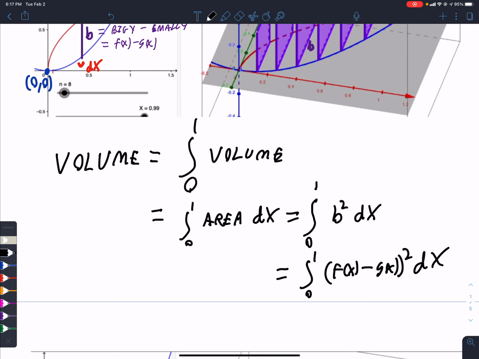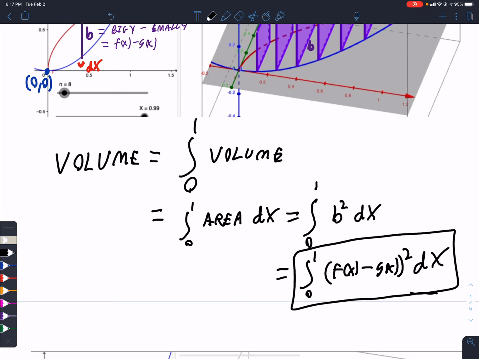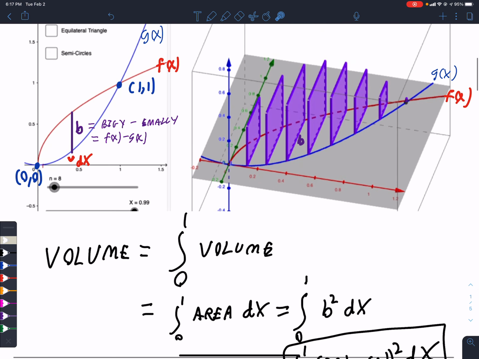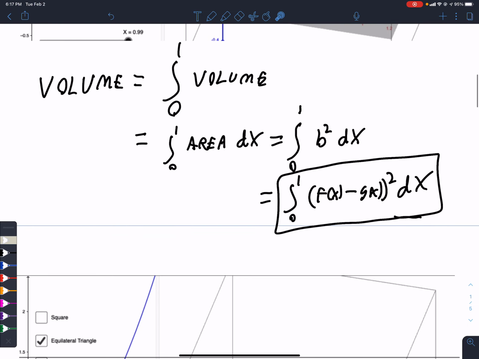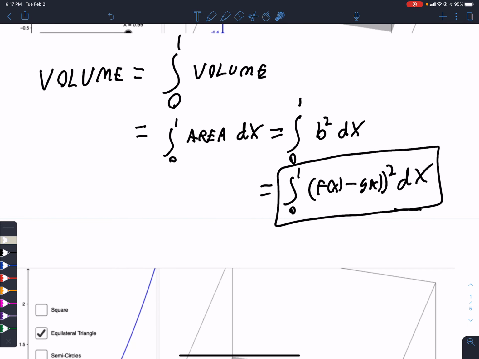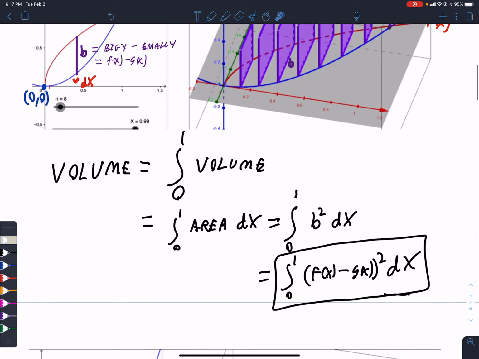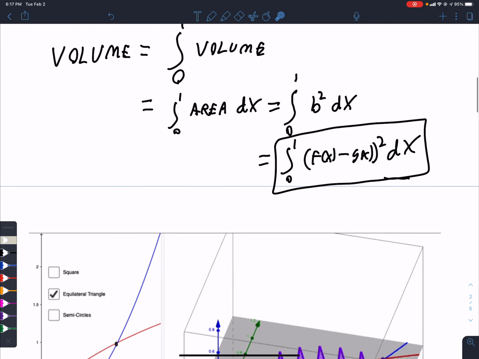dx. Now, technically, I guess I know f of x and g of x. You could place them in. F of x would have been square root of x. G of x would have been x squared. But right now, I'm just trying to get the principle down so you kind of see how this works. Okay? So that's if you have squares.